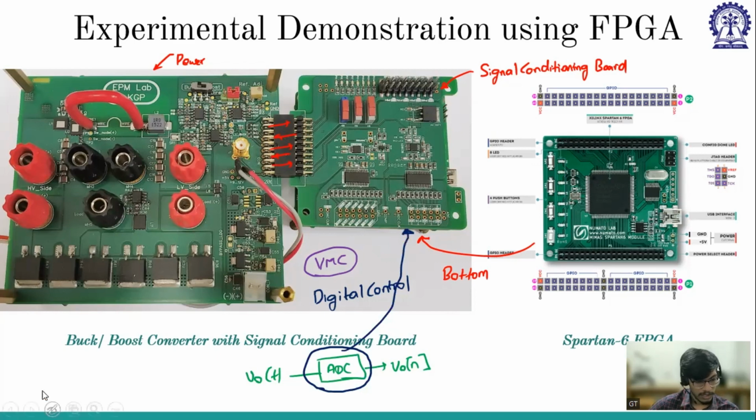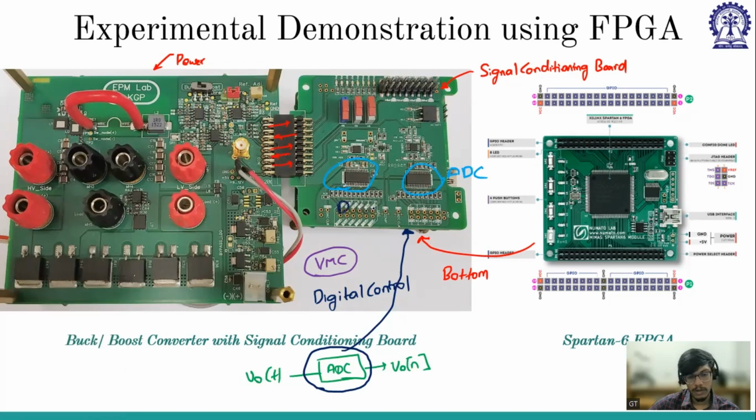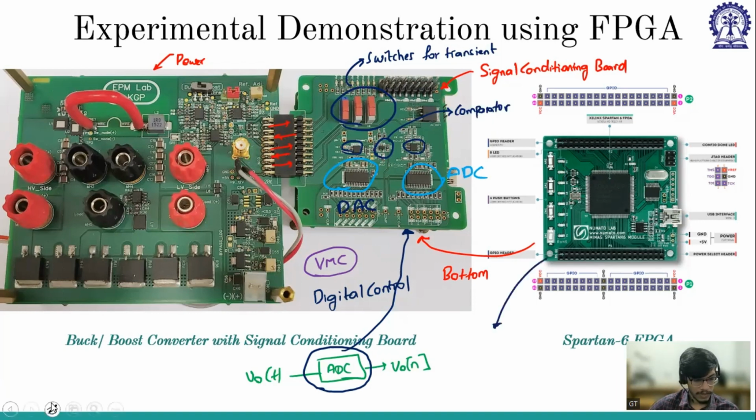So let me change the color to some blue color. This is the ADC, and this is the DAC. It is communicating with the FPGA, and these are the switches for load transient or reference transient or to close the loop. We have the flexibility to design these switches, and these are the ADC driver, DAC driver, and this is the comparator. So that's why we need the signal conditioning board, and the FPGA is needed to implement our digital control logic.